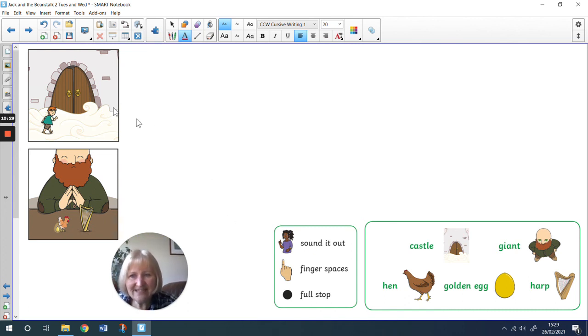So, some sentences to say that Jack went to the castle door. And then, who did he see? And what was on the table? Okay, when you've written your ideas for this part of the story, please ask your grown-up to take a little photo and send it to me.